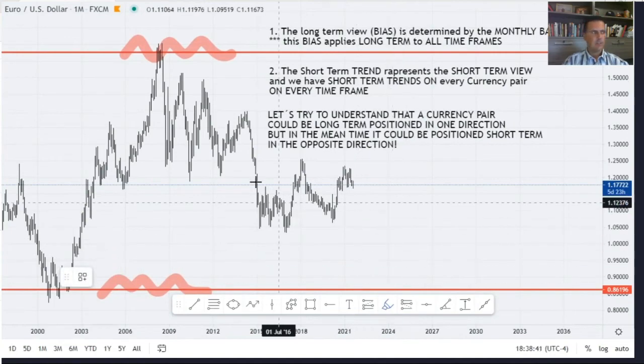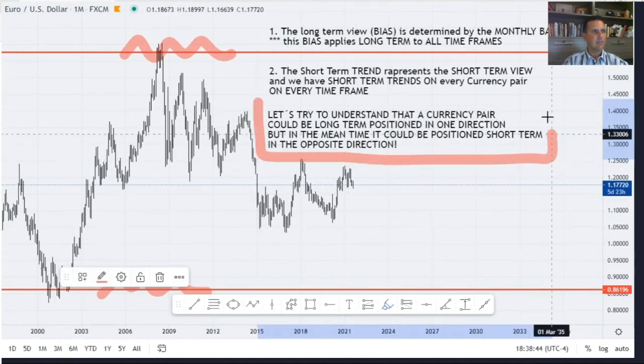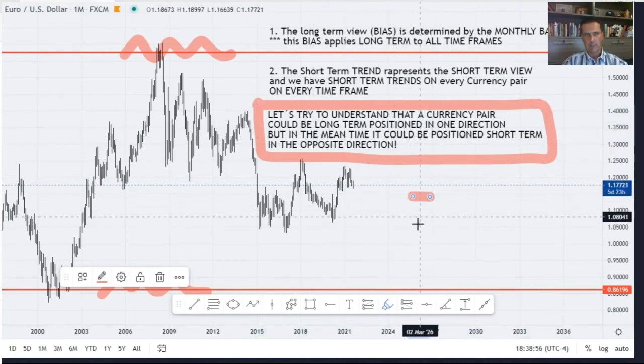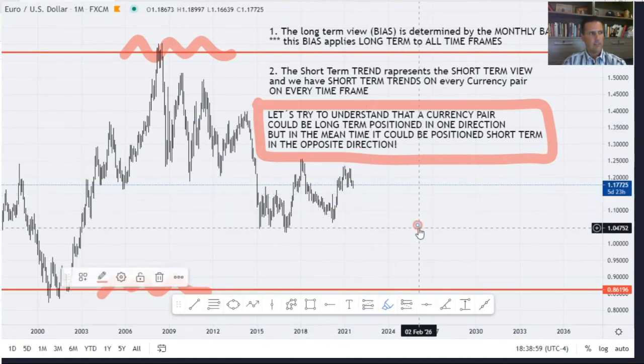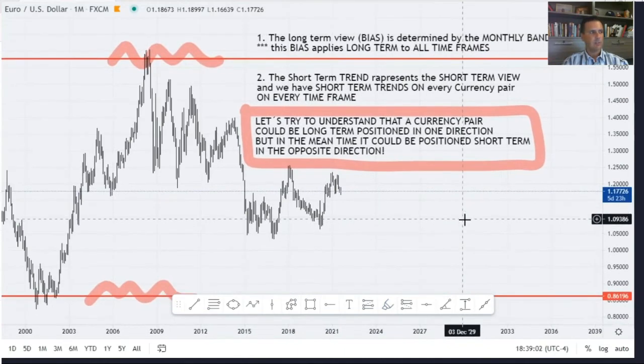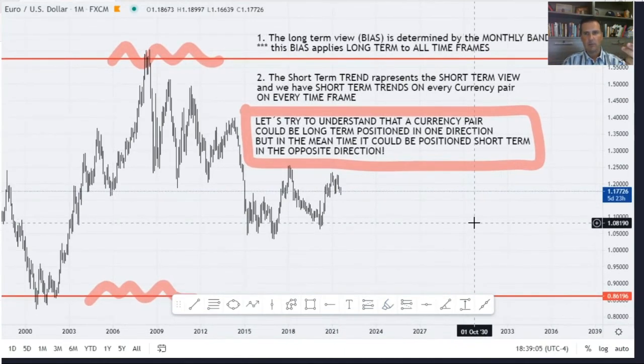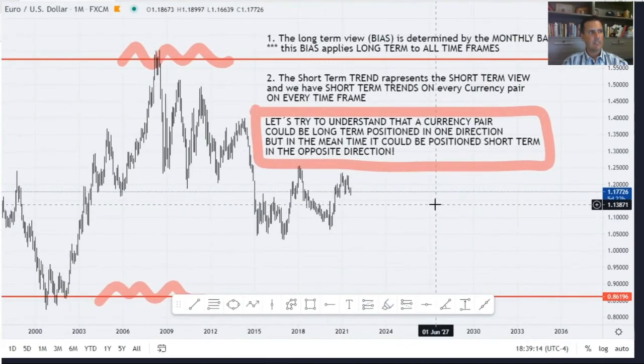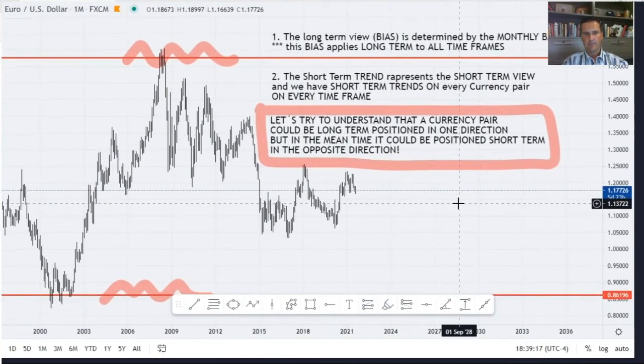So, beginner traders, let's try to understand that a currency pair could be long-term positioned in one direction, but in the meantime, it could be positioned short-term in the opposite direction. Okay? Take a screenshot of this. Take a pen and paper, write this down, print it out, put it in front of your trading station. Lesson number 2, beginner traders. This is what you must learn, this is what you must understand. Any questions so far about what is on the screen, everybody?